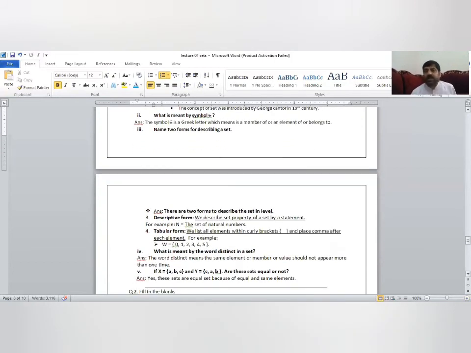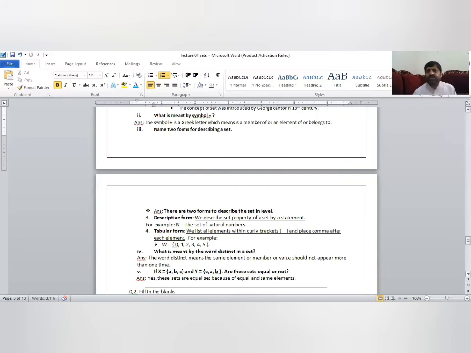Dear students, here we are asked to name the forms of describing a set. I covered the forms of describing a set in lecture number 2. There are 2 forms. Number 1, descriptive form: to define, explain, or state the set by using the property in the form of a statement, in word form, like the set of natural numbers, set of whole numbers, set of even numbers, set of odd numbers. By using words, you are using the statement. That is called the descriptive form.